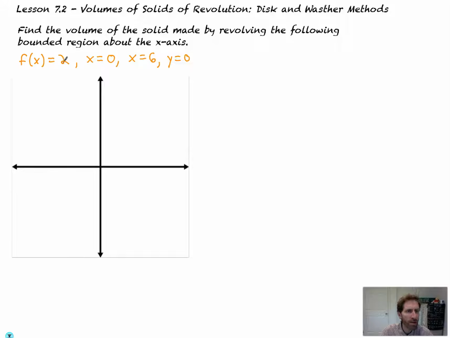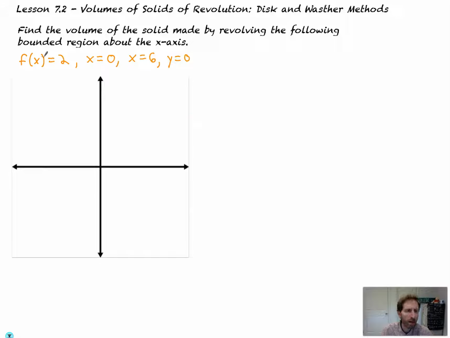We've got f of x equals 2 is the region, part of the region, x equals 0, x equals 6, and y equals 0. The instructions say find the volume of the solid made by revolving the following bounded region about the x-axis. So what's different between this and what you've done before with finding area is you're going to have an area of a region, and then you're going to revolve it about something, causing you to have a three-dimensional object, which is really, really cool.